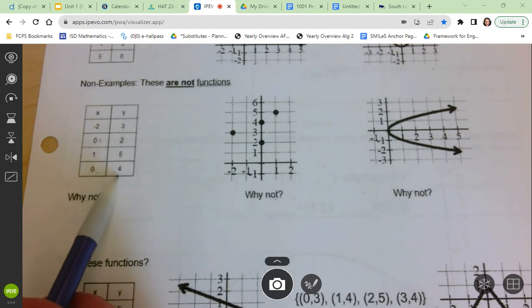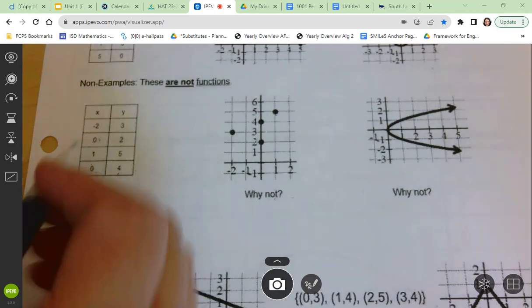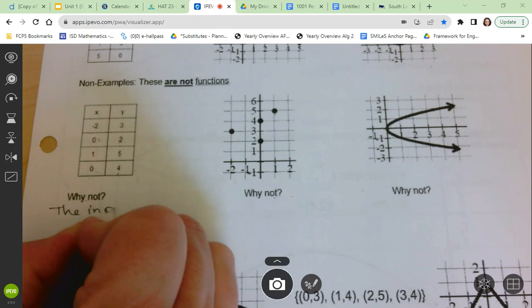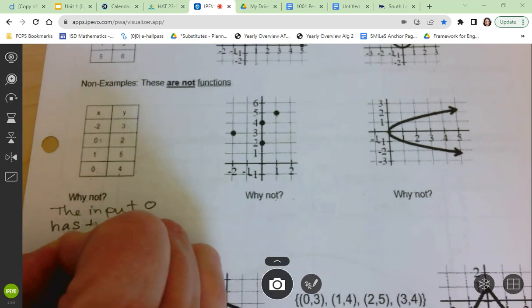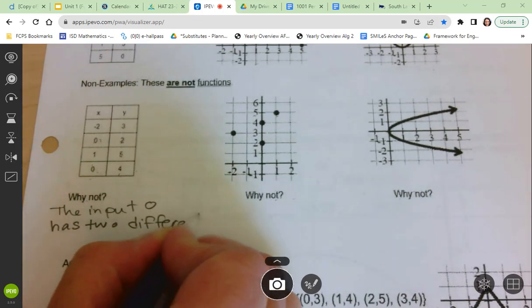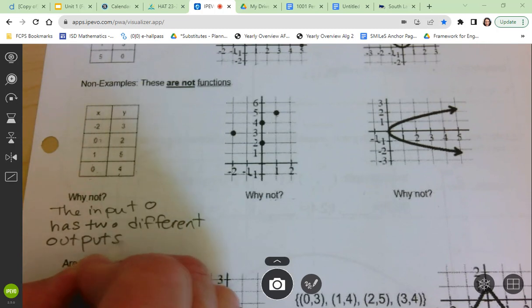But it doesn't have 2, right? What does it have? It has a 4, right? So when x is 0, the y could be 2, or the y could be 4. And you're right, those are going to land on the same vertical line. So that is the problem here. You have the input 0 has two different outputs. So those are some good words to write.